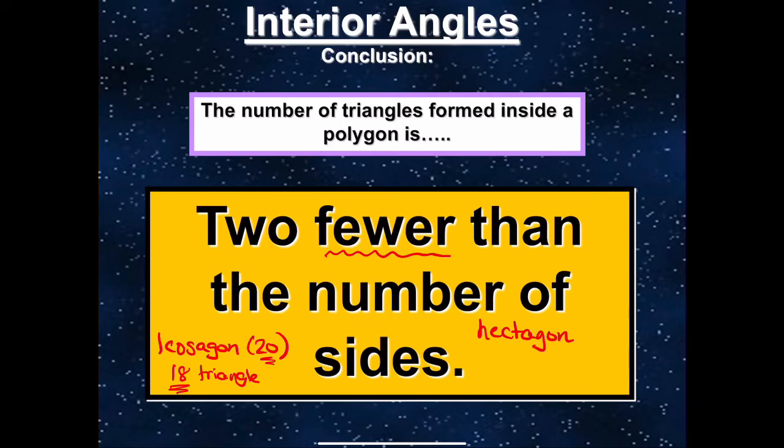I think I'm spelling that right, but a hectagon has 100 sides. So how many triangles could be in a hectagon? Well, that's going to be 98. It has 98 triangles. So knowing how many triangles are in there gives you a good inference as to how many degrees are going to be in that polygon total.